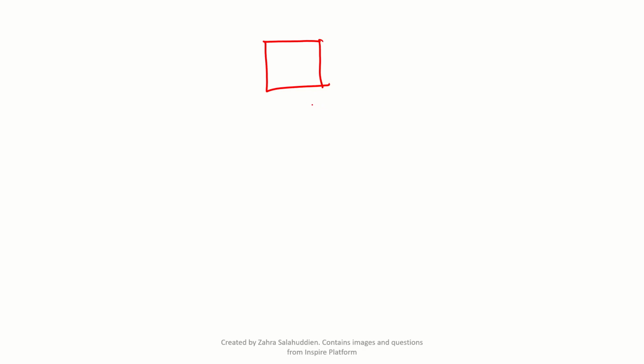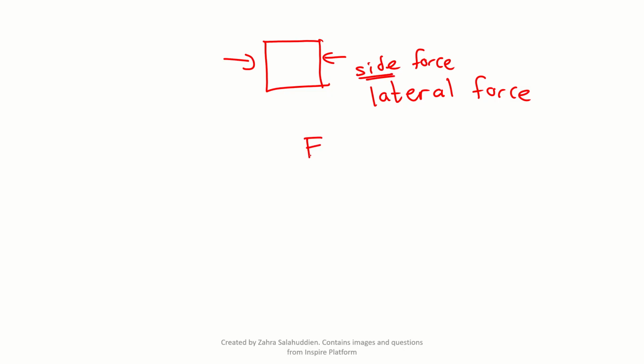Let's talk about the forces that act in an earthquake. In an earthquake, the force comes from the side, and we call this side force lateral force. A lateral force acts from the side in an earthquake. When these forces push from the side, they cause a lot of damage to buildings.